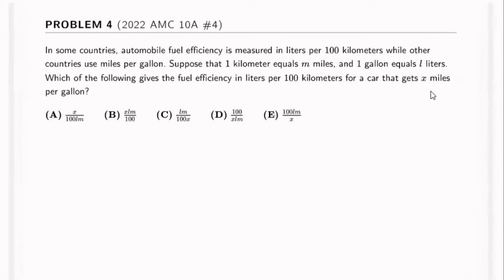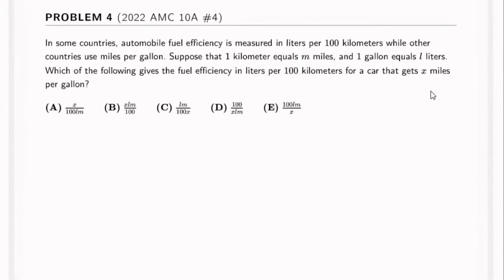The next problem, I feel like this is slightly challenging because of the wording. In some countries, efficiency is measured in different ways, okay? In some countries, it's liters per 100 kilometers, while other countries use miles per gallon. And we are given some ratio between the kilometers and miles, and then 1 gallon is equal to L liters. Which of the following gives the efficiency in liters per 100 kilometers for a car that gets X miles per gallon? Okay, so this is quite challenging, to be honest, especially because of the wording, and the numbers are not really given in a way that we like.